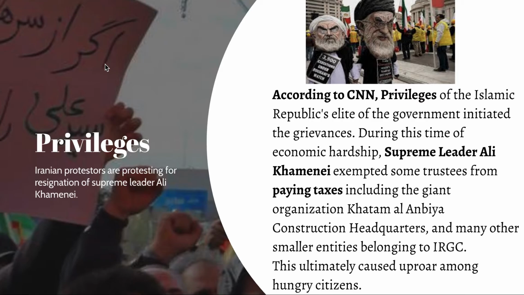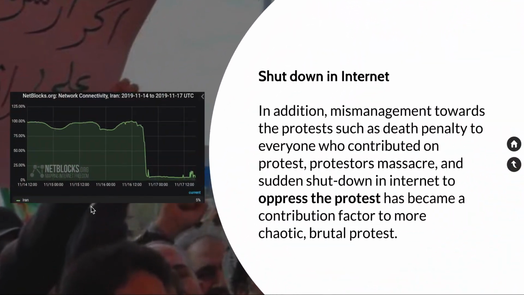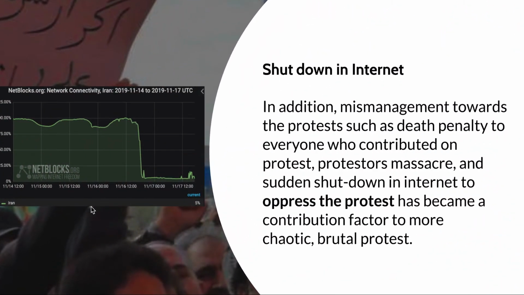Giving privilege to certain groups in Iran caused a big uproar among common citizens, because they were undergoing economic deprivation and a lot of hardships because of the petrol price regulation. Okay, so the last one is the shutdown of the internet.